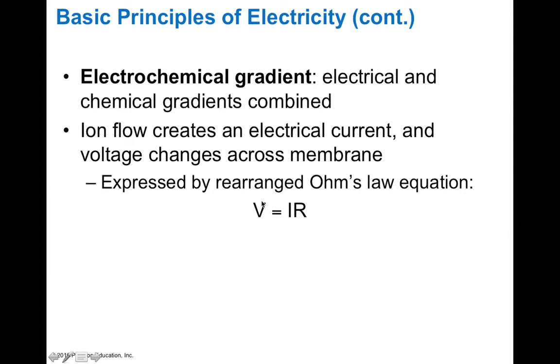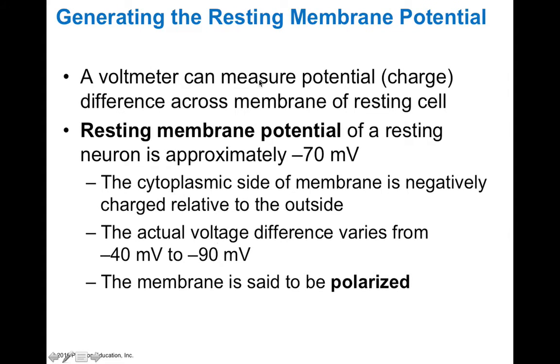So we find that voltage is proportional to current. Voltage is also proportional to resistance in this example. So a voltmeter can actually be used to measure this potential difference. So scientists can actually measure the voltage or separation of charge across the plasma membranes of neurons and other cells of your body. Resting membrane potential, or RMP, is basically the voltage inside of your neurons while they are not currently generating an action potential.